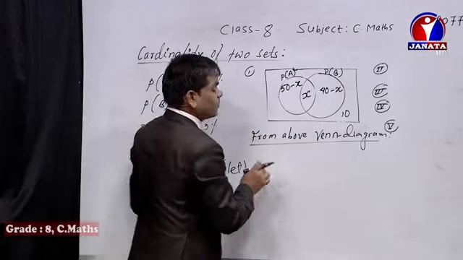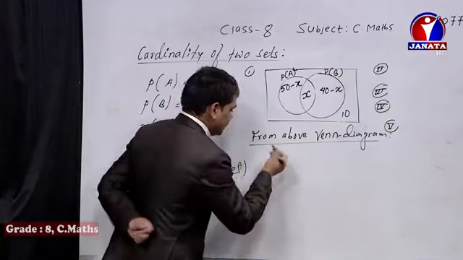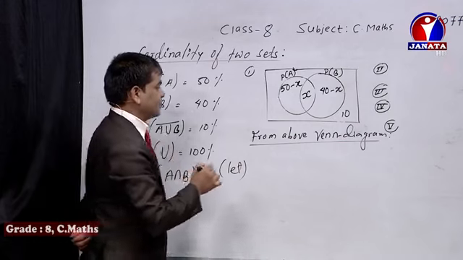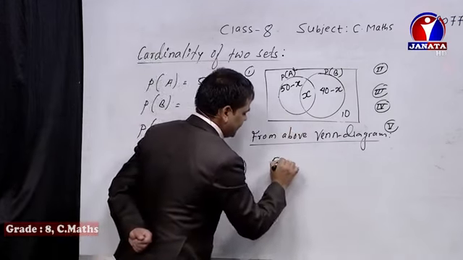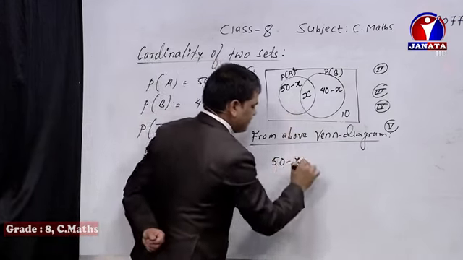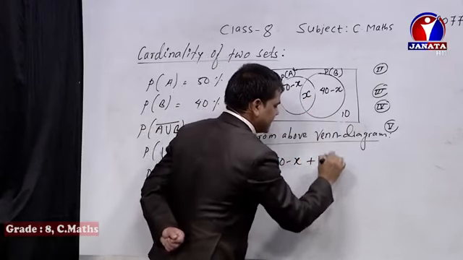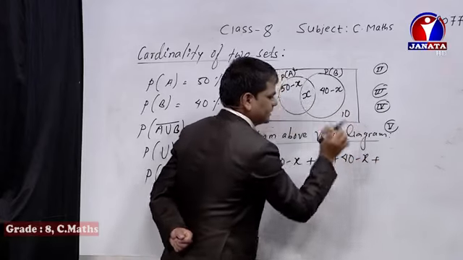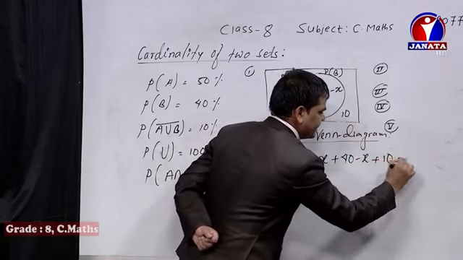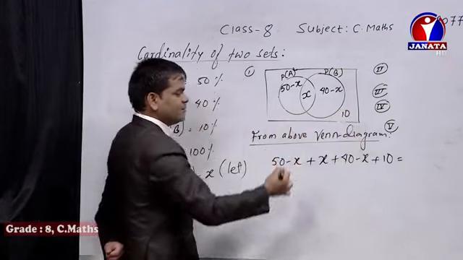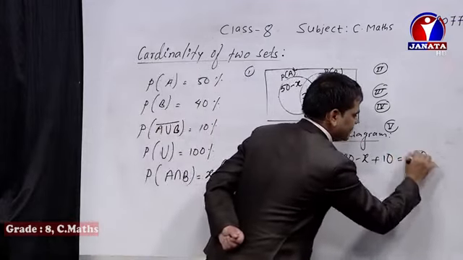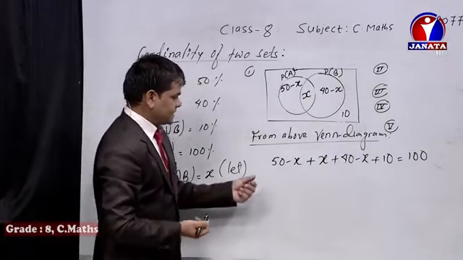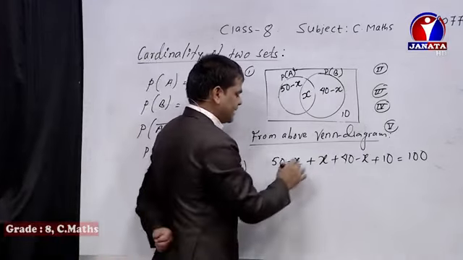So we compare always with the universal set. From the above Venn diagram we write this one and underline it, and then we add all those: 50 minus x, plus here is x, plus 40 minus x, plus the complement value as 10. All together, combining, they must represent the universal set as 100%, because the total percent is always 100.